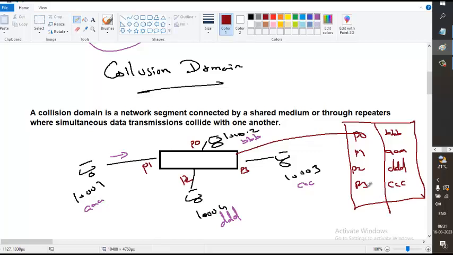Now, whenever this is sending a packet to DDD, this time it goes only to port 2, because port 2 is where DDD is connected. See, you avoid collision here. Now, when P1 is talking to P2, P3 can talk to P0. No one is going to collide. Because every port learns MAC address, they got their own path.